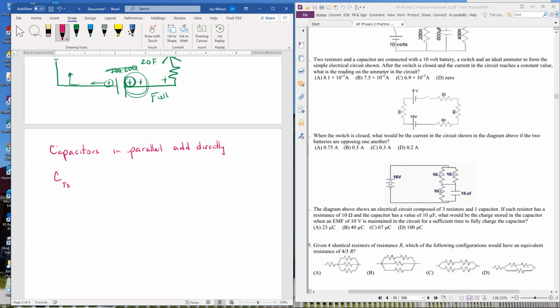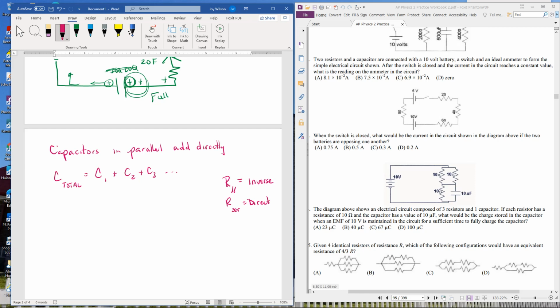So C total is C1 plus C2 plus C3, and so on. What you may notice is resistors in parallel add inversely. Resistors in series add directly. But the crazy part is the capacitors do the exact opposite. So resistors do one thing, capacitors do the exact opposite. So why does this happen?